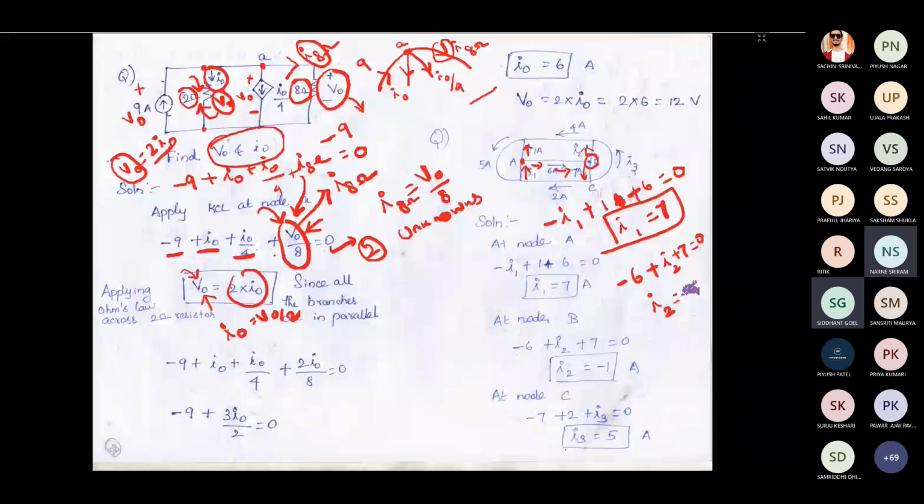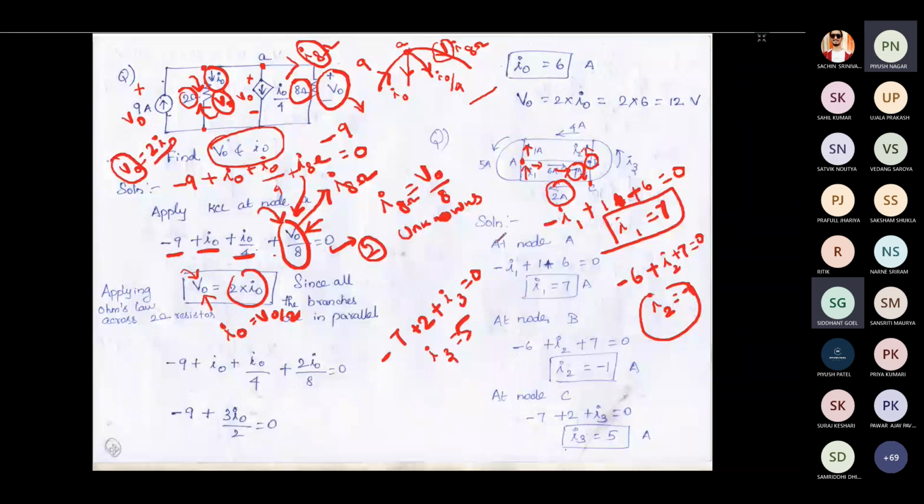Similarly for I3, we have 7 ampere here and we are having 2 ampere here. 7 ampere is the incoming for this particular node. So 2 ampere is going out and this I3 is also going out. You can write it as minus 7 plus 2 ampere, that is going out, plus I3, that is also going out, that is equal to 0. So you can find I3 is equal to 5 ampere.